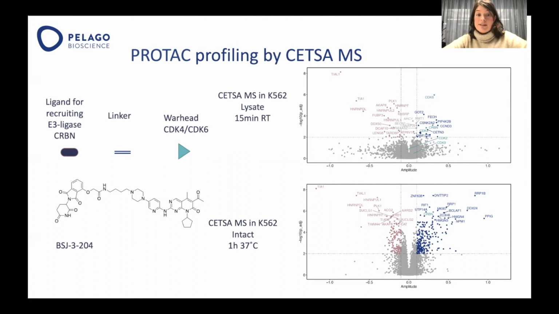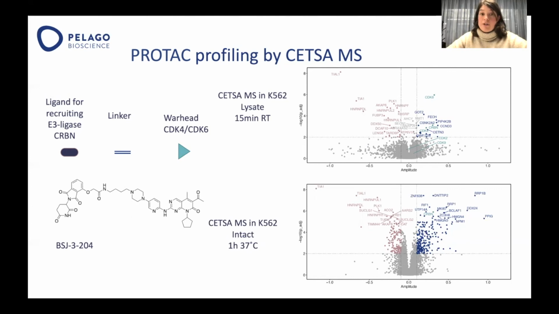Secondly, you see the CETSA MS data in intact K562 cells, and this is after 1 hour compound incubation. And in this data set, we no longer see CDK4 nor 6 as protein targets. The E3 ligase cereblon is present in both data sets, so both in the lysate and the intact, but the 2 primary targets are not included in the intact data set.